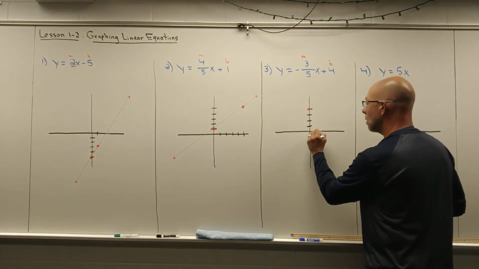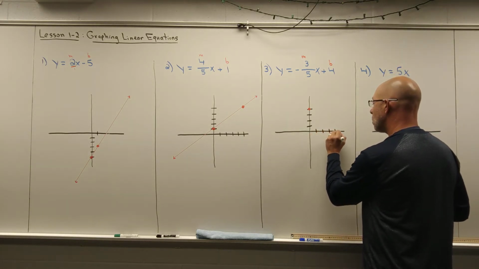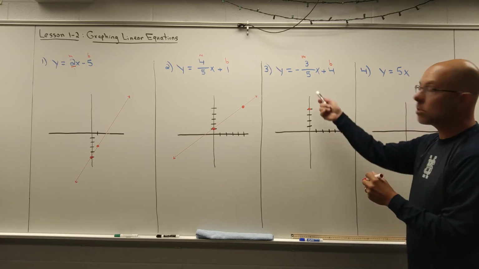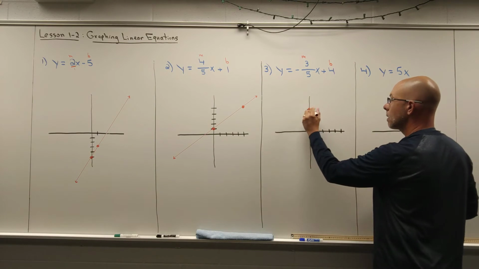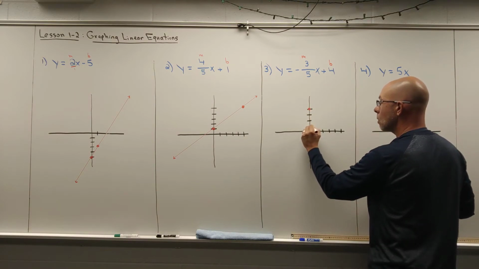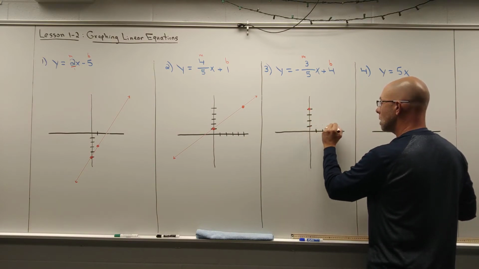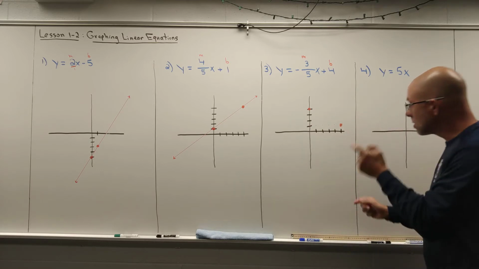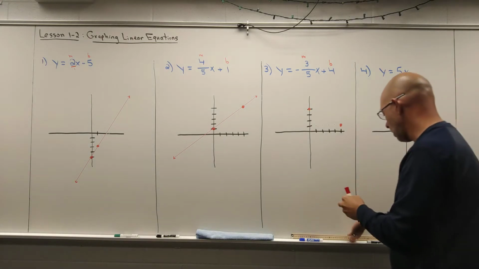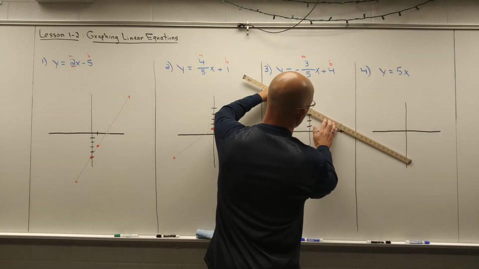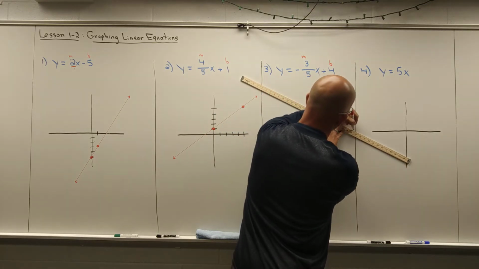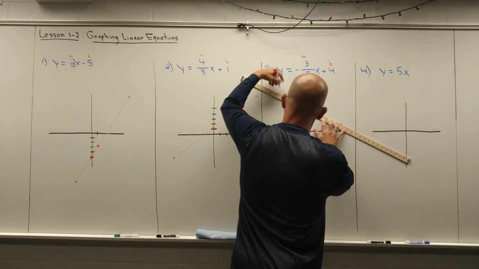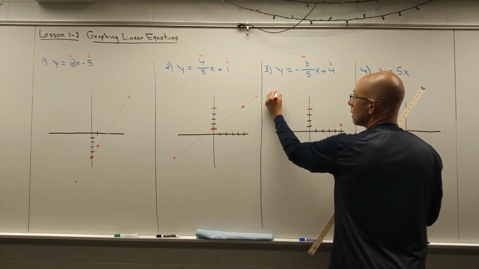Let me get this in here. 1, 2, 3, 4, 5. So from this location, because of the negative, I'm supposed to drop 3. 1, 2, 3. Run 5. 1, 2, 3, 4, 5. This is the proper way to graph this right now. Put your straight edge in there. And there's that straight line.